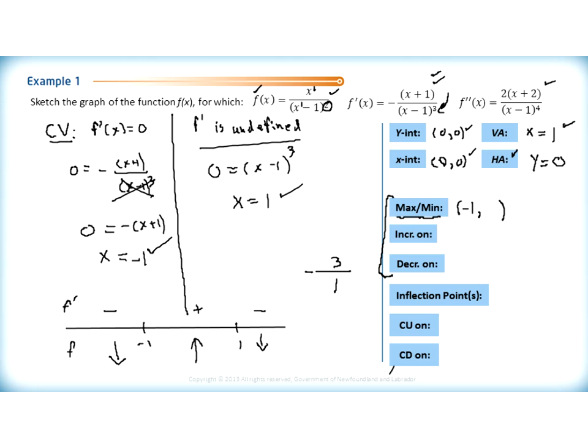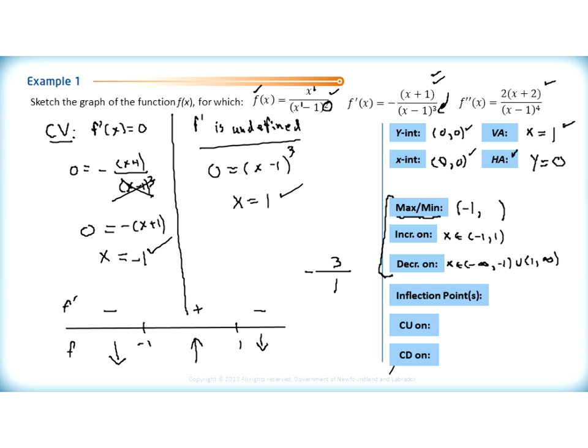Okay, so we know that our function is going to be increasing on the interval that goes from negative 1 up to 1, and we're going to be decreasing on 2 separate intervals. So we'll write those with a union in our notation. So we're going to go negative infinity up to -1, and then we have to say union with +1 onto positive infinity for our decreasing behavior.